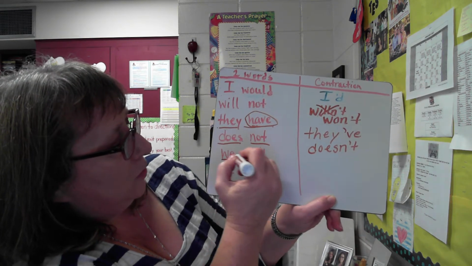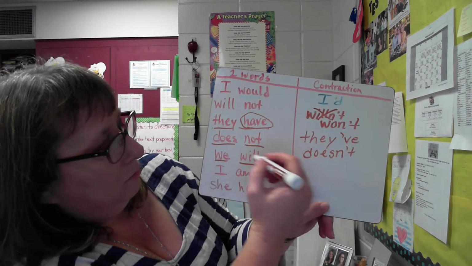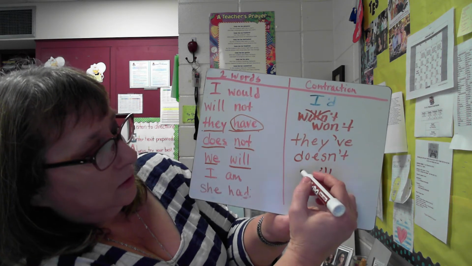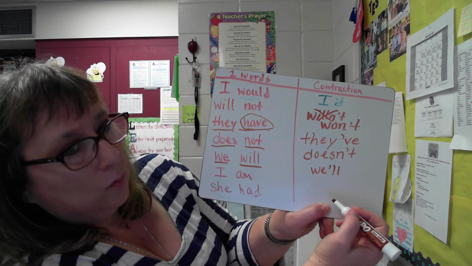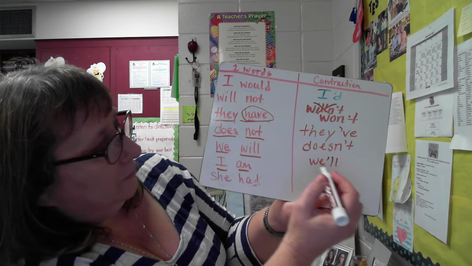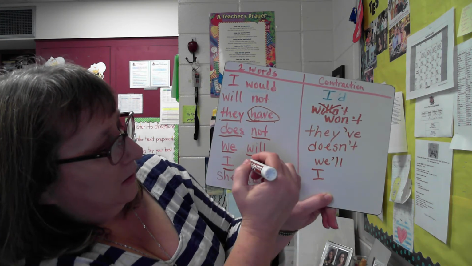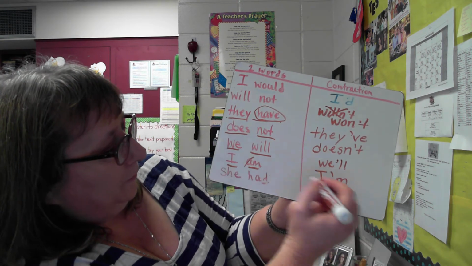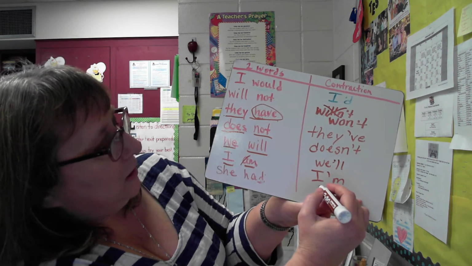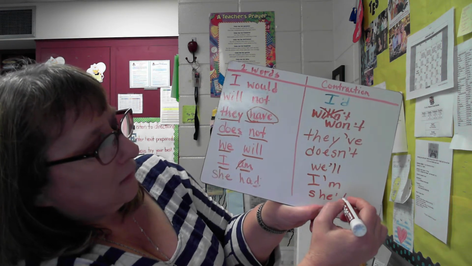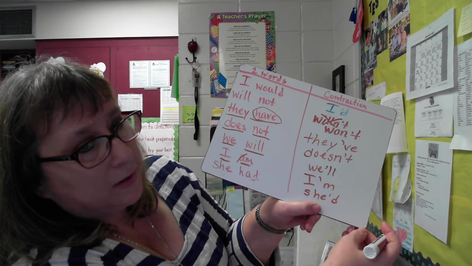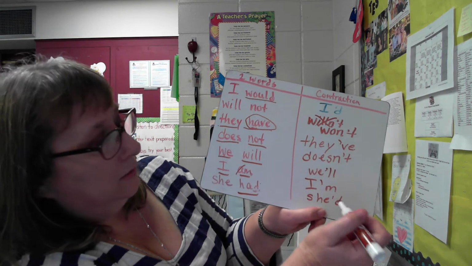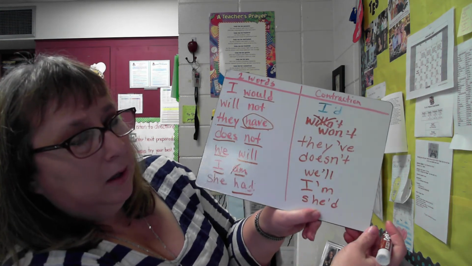The next one is we will. Well, I know from my practice earlier that will is apostrophe LL. So if I put we in front of it, the word becomes we'll. I am. The I must be capitalized. I know from practice earlier I've got to mark out the A, so it's apostrophe M. She had, she'd. And when we did contractions before, we talked about the apostrophe D representing the word had and the would, should, could words. So that's just a practice of your contractions.